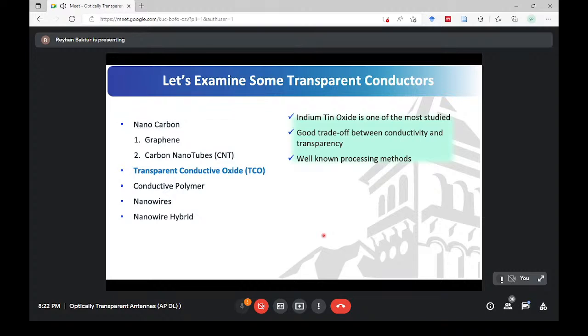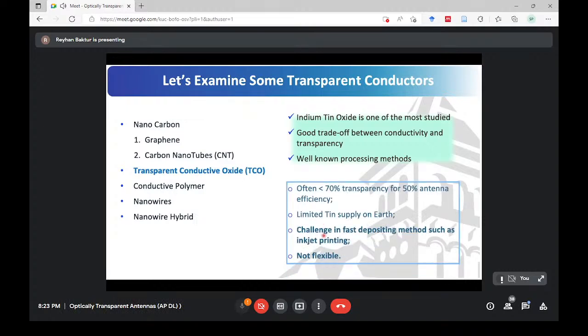earlier pages, you see those carbon nanotube-based antennas, without any treatment, they look almost black, right? So they are either not as transparent or not very good conductors. And of course, there might be some newer papers that you could look up, and graphene is generally a bit lossy, even though it can be highly transparent. So indium tin oxide, it's one of the transparent oxides that has been mostly studied. It has a great trade-off between conductivity and transparency, and a well-known method to process or fabricate them.